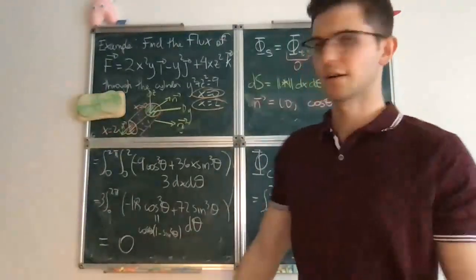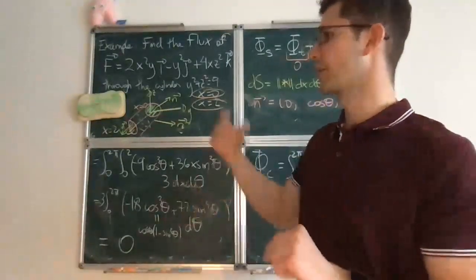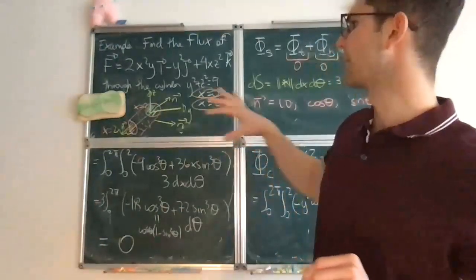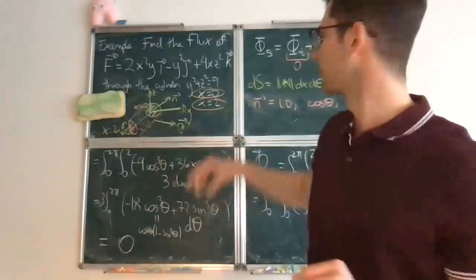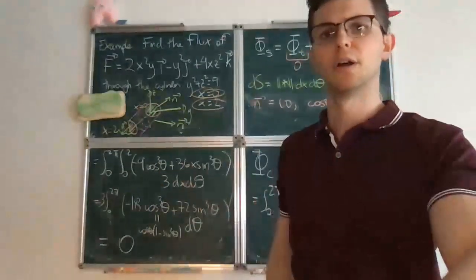And the whole idea of Gauss's theorem, which I'll explain next time, is that you don't have to do all this mess, and instead of computing these 3 separate integrals, you can just compute a single triple integral.